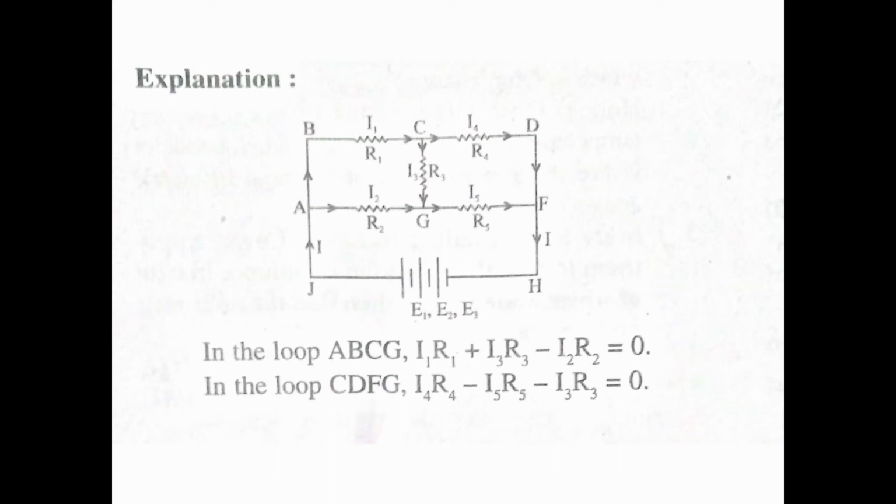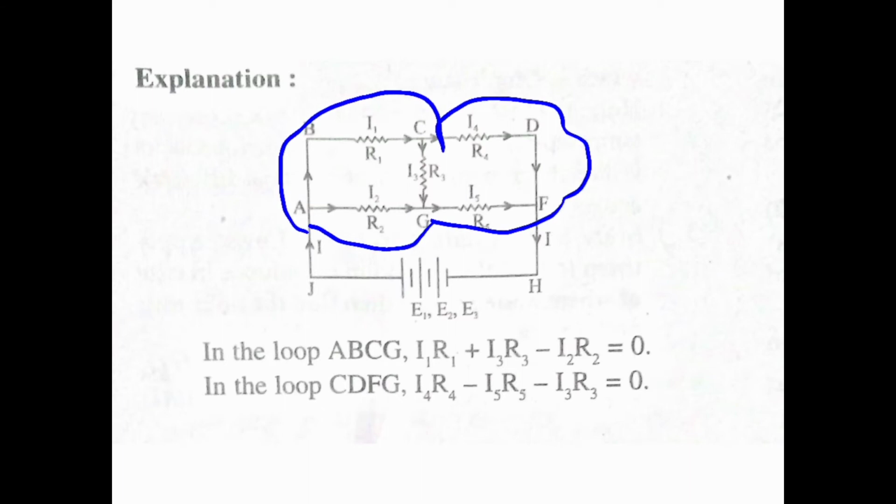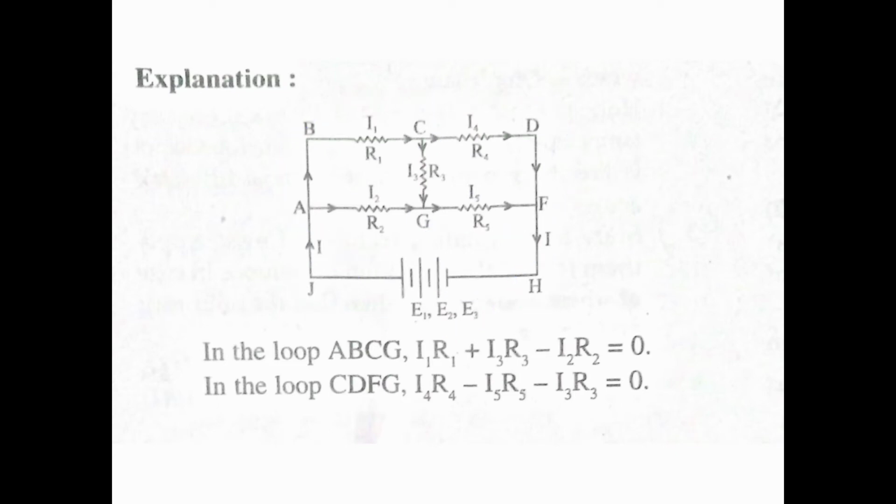Now see the figure. What is the figure? Here these are the closed surface A, B, C, D, F, G. Okay, again A. This is the closed surface, and J is connected to the battery which has EMF E1, E2 and E3. Okay, so consider in this loop ABCG. This is a closed surface.